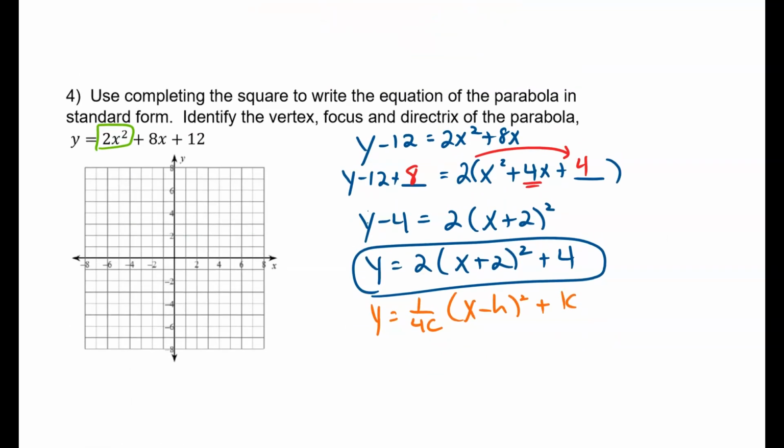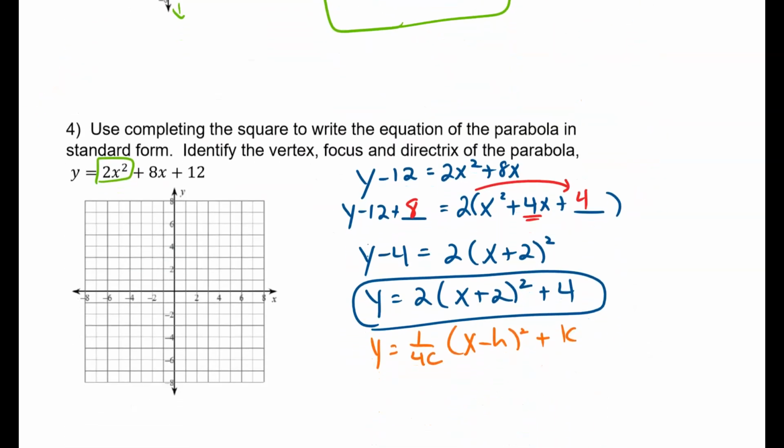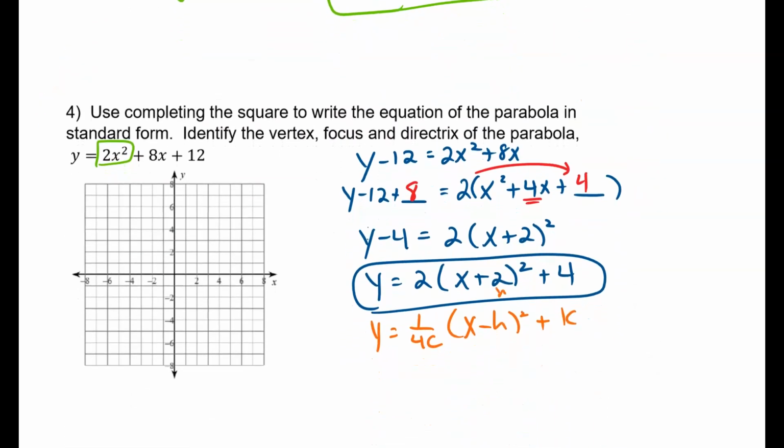So I know I should be able to pull out my vertex, correct? Now here I had to be very careful and pull them out correctly. Same here. This is going to be the h, remember, this is going to be the k. So my vertex is going to be at negative 2, 4. Now, the thing I also notice, it's positive with the 2 out front right here. So that means I know I am opening up, just like that, okay?